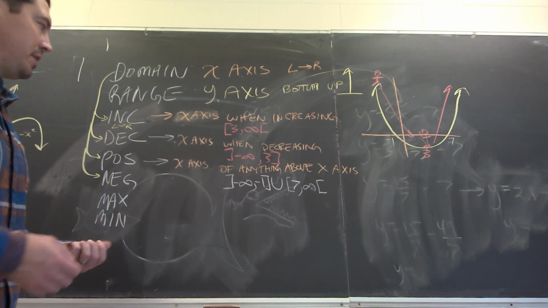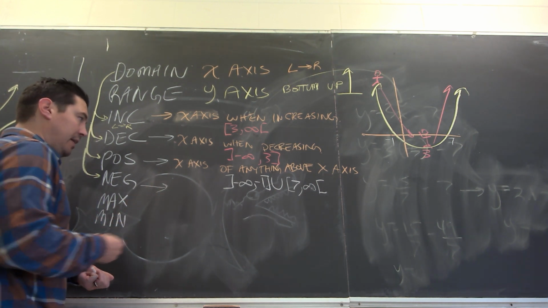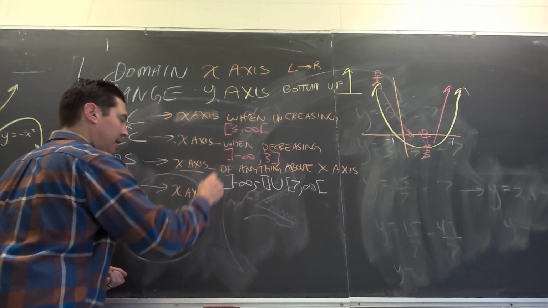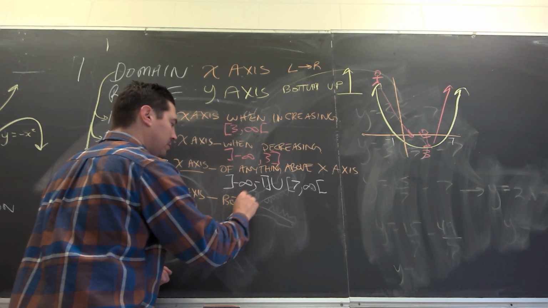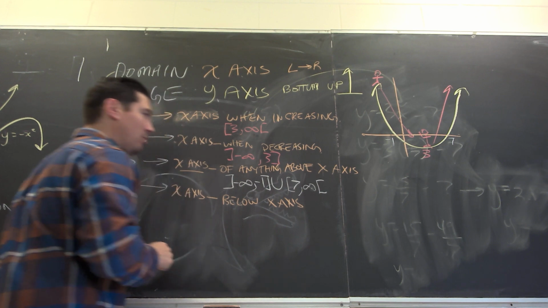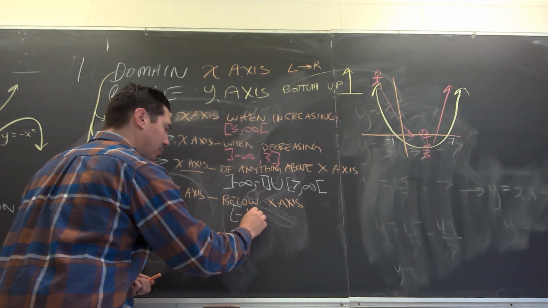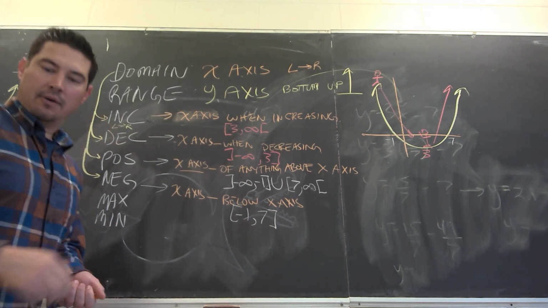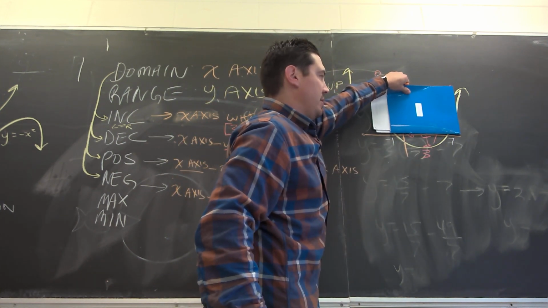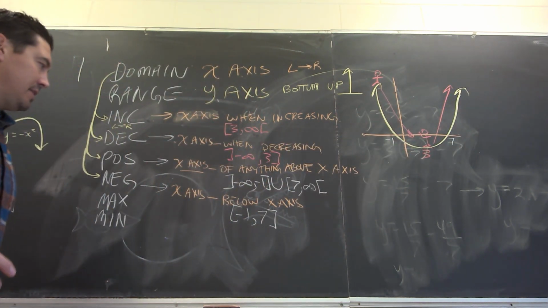Because alternately, the negative is me saying, tell me where it exists on the x-axis for anything below the x-axis. So that one's a lot easier to write out. I'm just going to say -1 to 7. Because now the negative part is literally just looking at where that piece exists. I don't care about anything above it. Okay? So that's it in a nutshell.